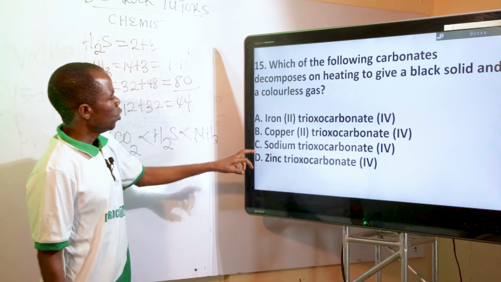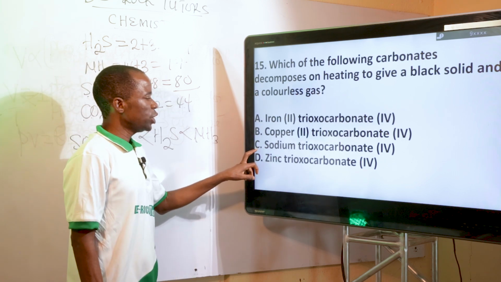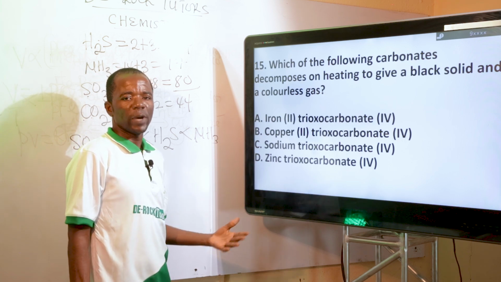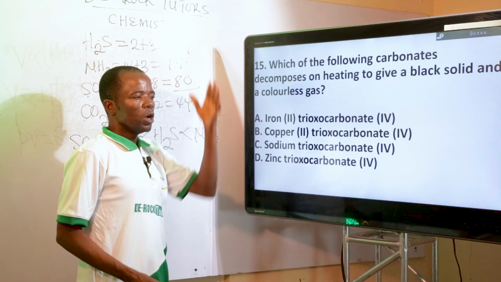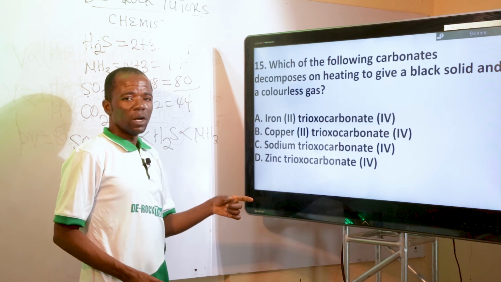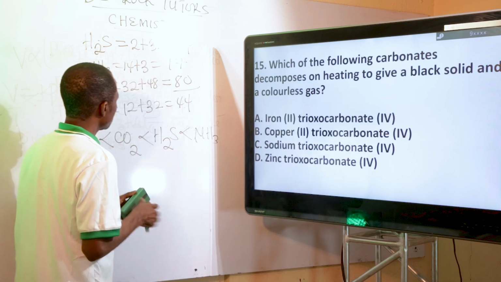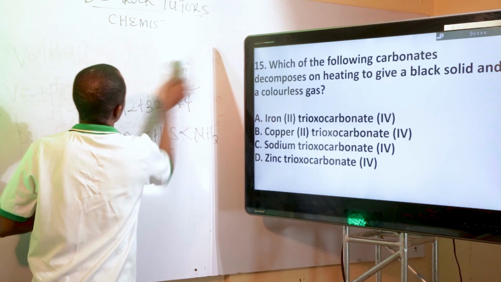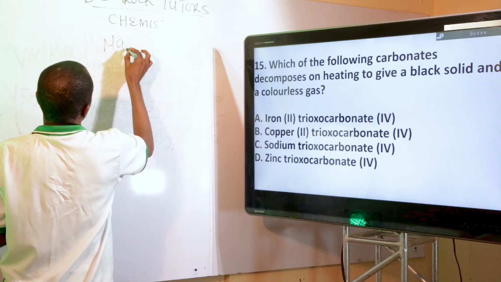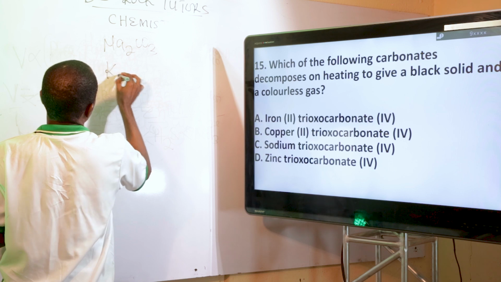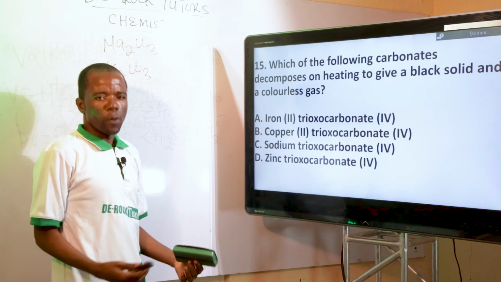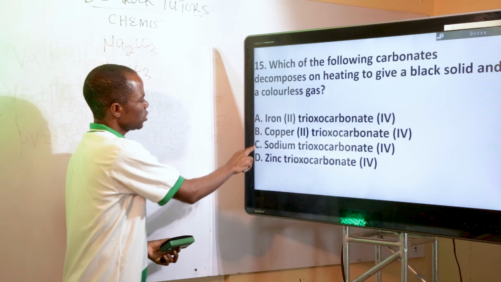First of all, we should rule out option C. Sodium carbonate is thermally stable. It doesn't decompose when heated. It can melt and change from solid to liquid. Remember, all carbonates of alkali metals, with the exception of lithium, are thermally stable. So, if I tell you about carbonates of group 1 elements, like Na2CO3 and K2CO3, they are thermally stable. If you heat them, they don't decompose by heat. So, option C is ruled out.